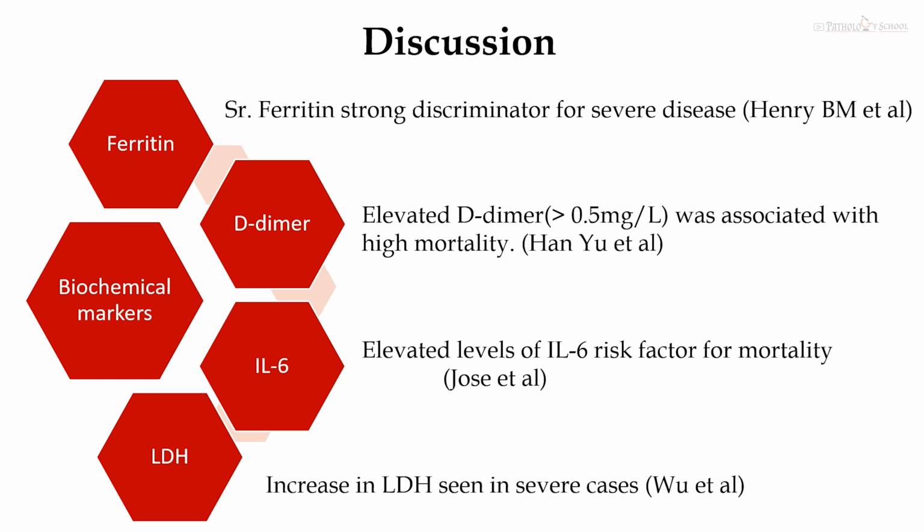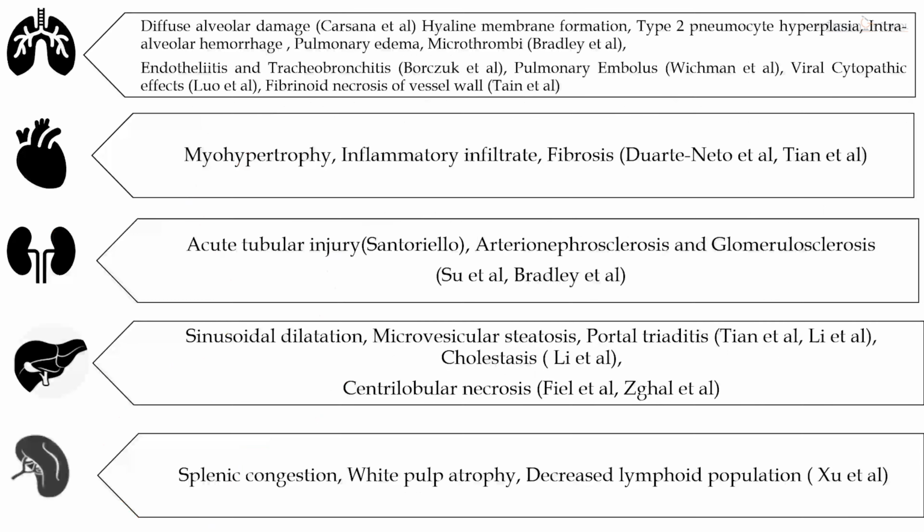Discussion: the inflammatory markers which were raised in our study were found to be a strong factor associated with disease severity and mortality, which was also seen in other studies. The lungs were predominantly involved, as seen in the clinical findings as well as the radiological findings of ground glass opacity and consolidation, which matched our finding of diffuse alveolar damage, predominantly the proliferative type, similar to the study conducted by Karsana.